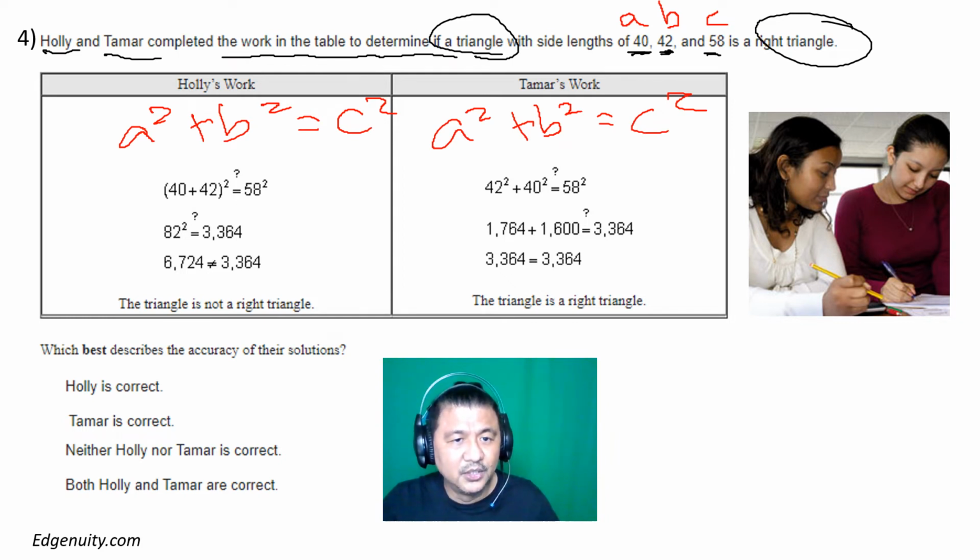Who did Holly follow the rules? She wrote 40 and added 42 first. She added them first and did the square. Is that how we did it?